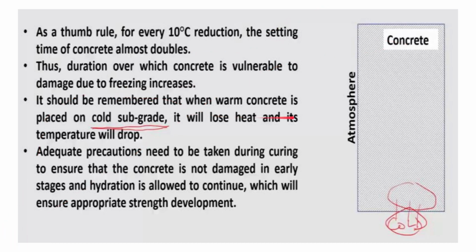It should be remembered that when warm concrete is placed on cold subgrade, it will lose heat and its temperature will drop because of the low temperature. Adequate precautions need to be taken during curing to ensure that the concrete is not damaged in early stages and hydration is allowed to continue, which will ensure appropriate strength development. This is the criteria we have to follow, to ensure that at least 3.5 megapascal, as we saw, of appropriate strength is developed to counter the damages occurring due to freezing at colder temperatures. We will see how it can be done.